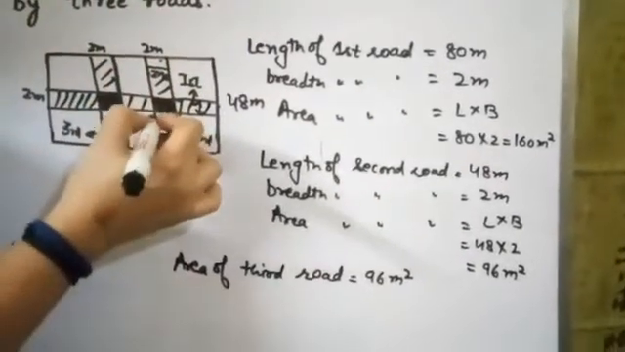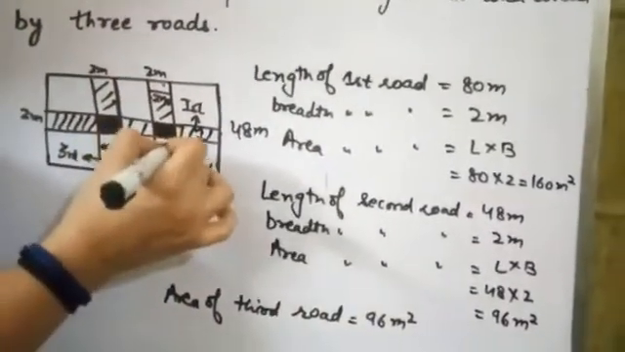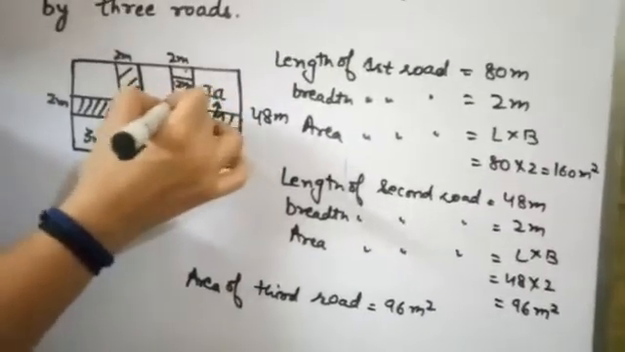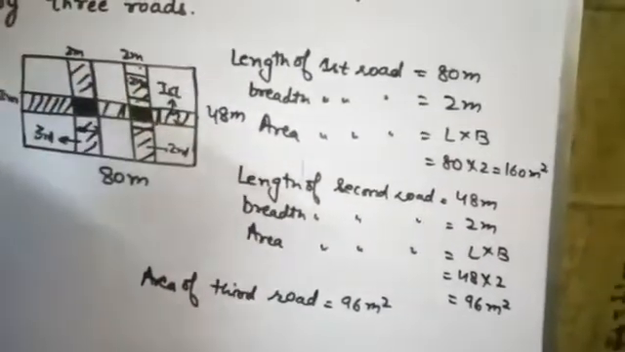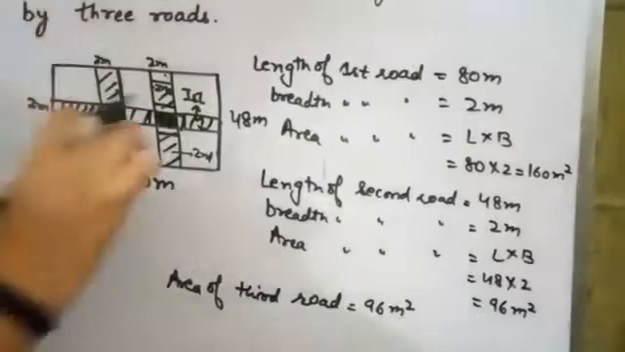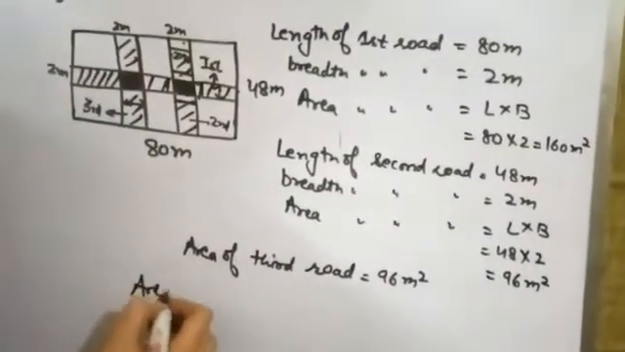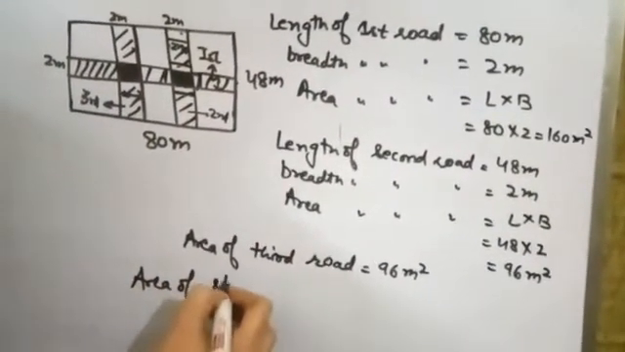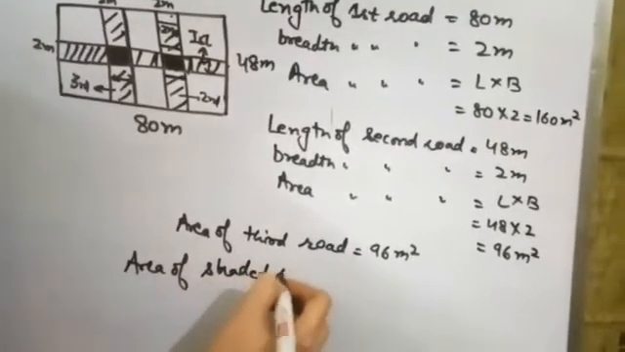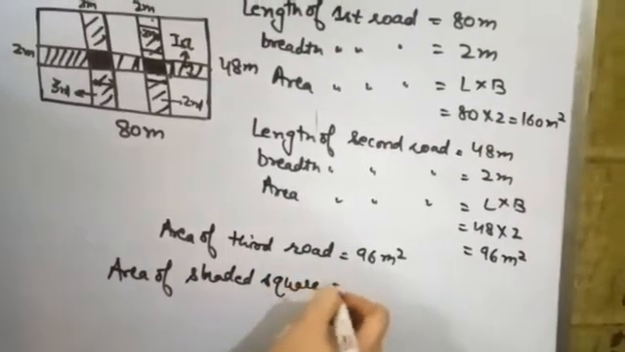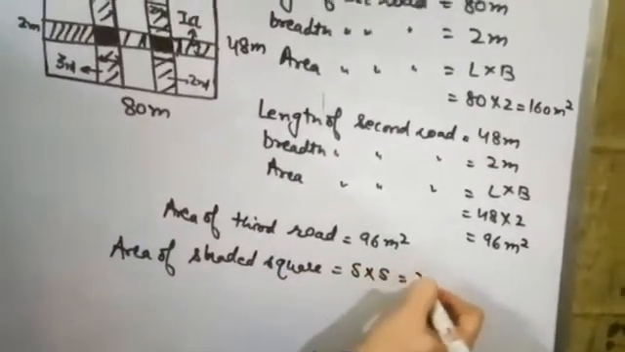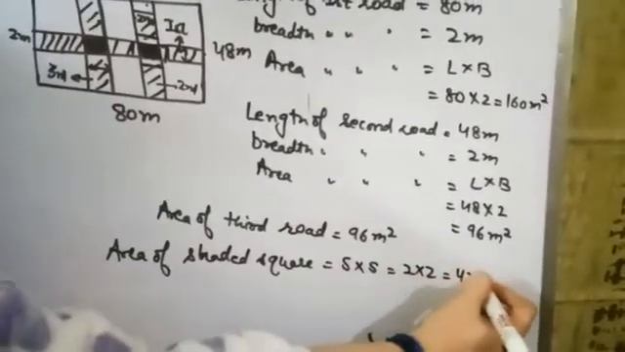But before that, we should know its area. This is 2 meter, this is 2 meter, this is 2 meter, this is 2 meter. Each side of this shape is 2 meter. So it is a square. So area of the shaded square is side into side. And the side we know is 2, 2 into 2, that is 4 meter square.